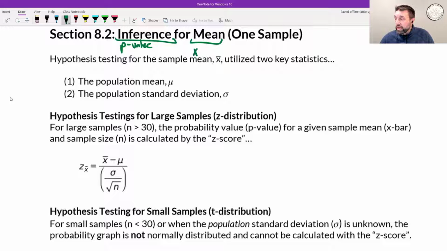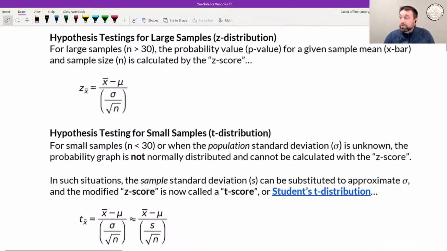We're also working with sample means. So we're going to be finding X bar, we're going to be finding the standard deviation, and in this case, we're working with just one sample. So a lot of this is going to feel very familiar. It's stuff that you've seen before. For example, we're talking about two types of sample sizes, large sample sizes and small sample sizes.